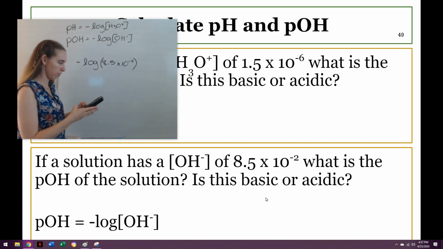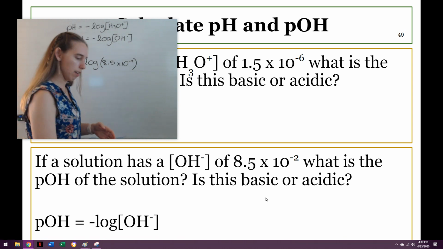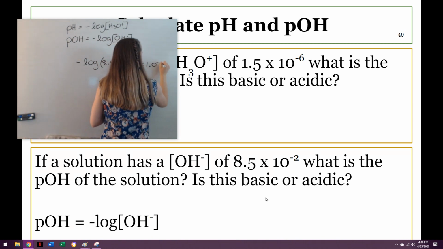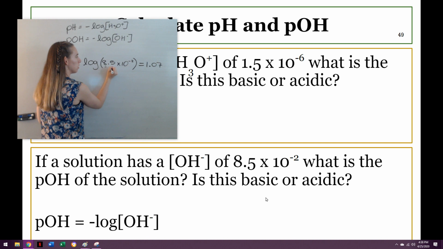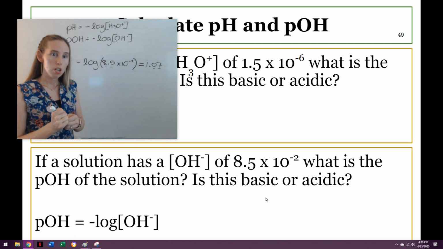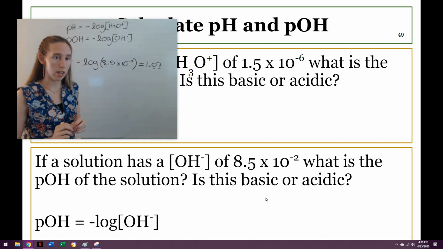Make sure you have everything written out correctly. 8.5 times 10 to the negative 2. And I have 1.07. Again, we've got two significant figures, so then we need two decimal places for the pH. So there's pOH. Follows the same sig fig rules as pH.